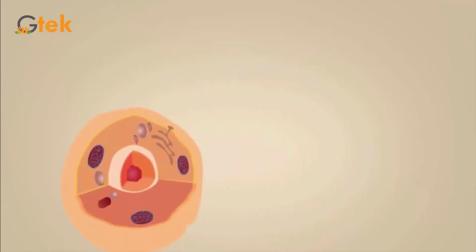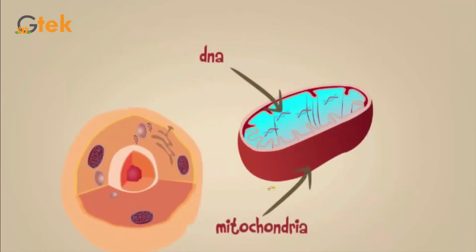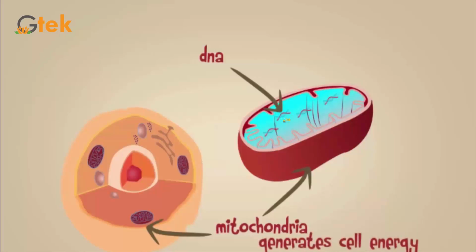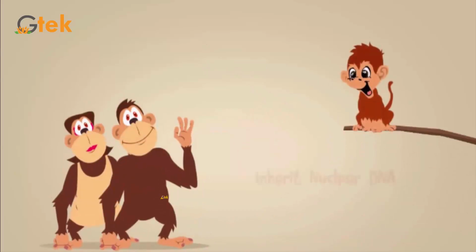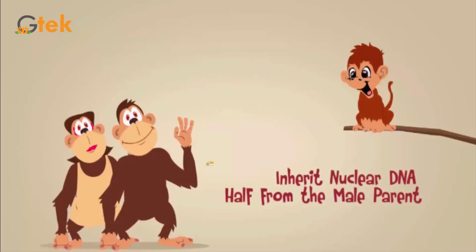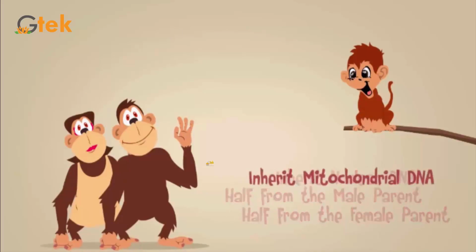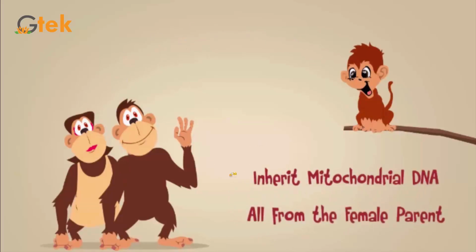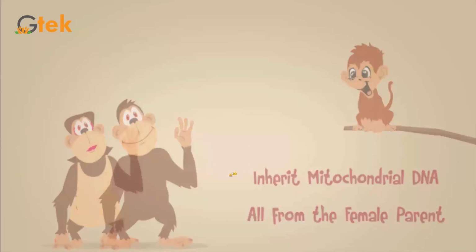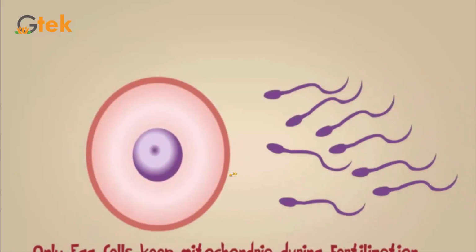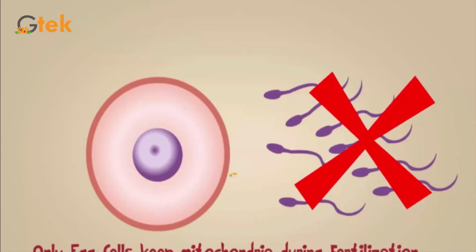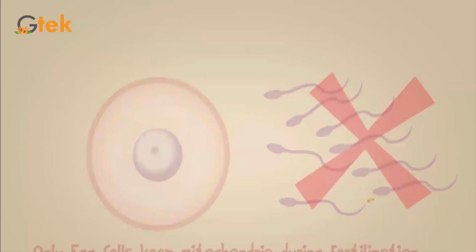The cell contains the mitochondria. Inside of the mitochondria, the DNA is represented over here. It generates the cell energy. Inherited nuclear DNA is formed half from the female parent and half from the male parent, and inherited mitochondrial DNA comes all from the female parent. Only egg cells keep mitochondria during fertilization, not sperm cells.